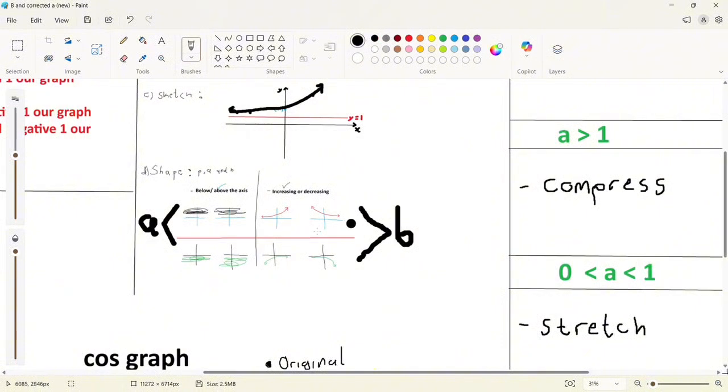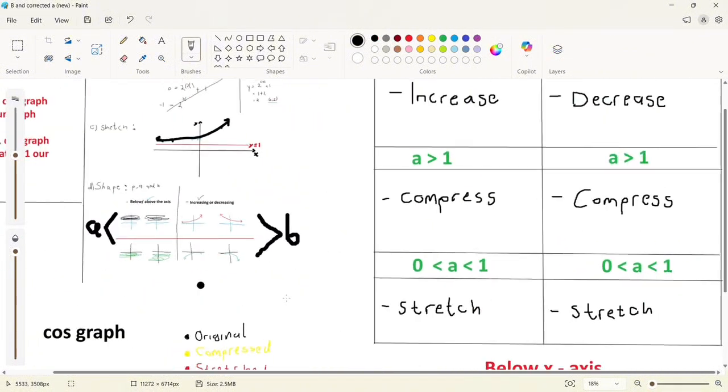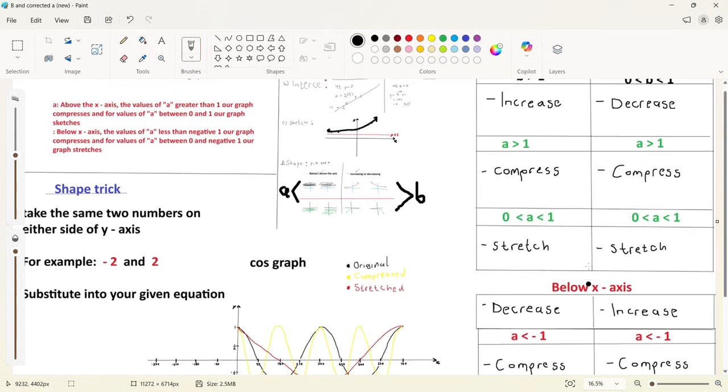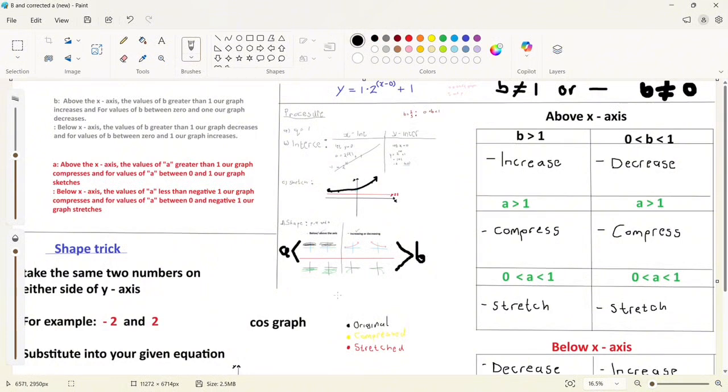Now, if our a is negative, remember b can never be negative, our graph is below the x-axis, and what that means is that increasing and decreasing are different things. For values of b greater than 1, our function is decreasing below the x-axis. It goes from bigger values of y to smaller values of y, so it has a curve like this. And for values of b between 0 and 1, our function increases, going from smaller values of y to bigger values of y, so here's this kind of graph.